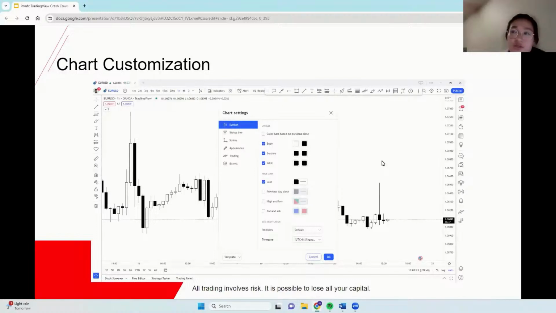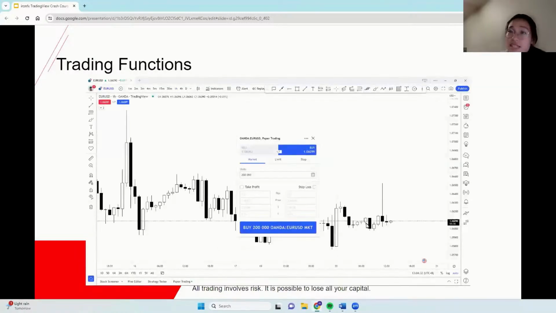Chart customization. So you go to chart settings and you can choose the colors of your candlesticks, the appearance, the price lines, all of those. So it's highly customizable, as you can see. And also from here, you can see there are different trading functions as well.